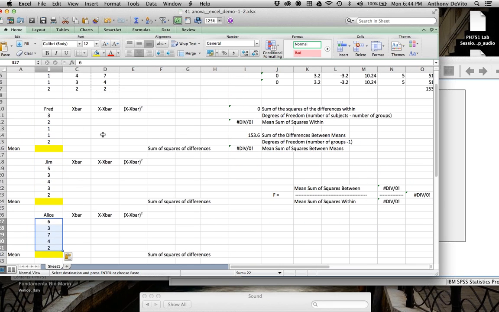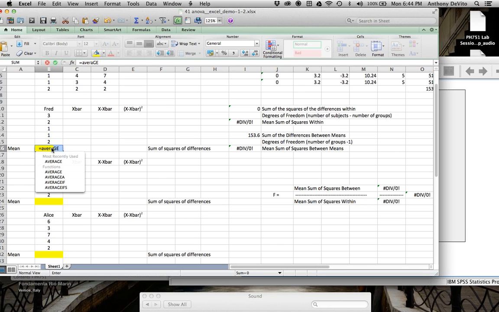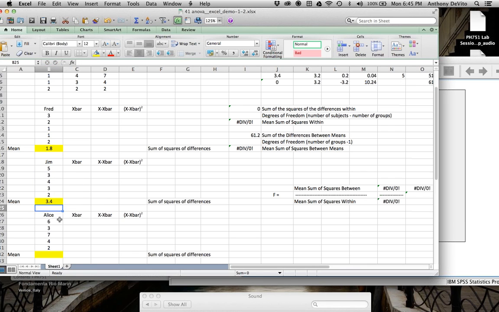Okay, so now I'm going to calculate the mean for Fred. That's going to be equal to the average of these numbers. Again, I just used Fred as a name for a sample. And it's 1.8. The average for Jim is going to be equal to, and you may notice that these numbers are the same numbers that we got just now when we used SPSS.